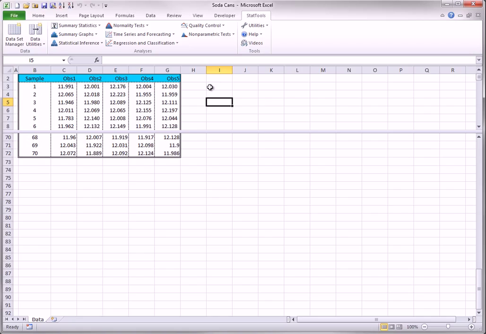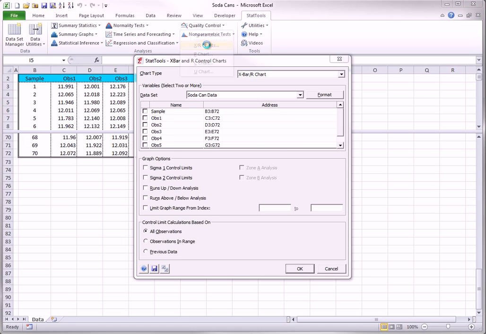To create these charts in StatTools, you select XR charts from the quality control dropdown, and you fill in the dialog box you see here. As you can see, there are a lot of options. You can request both types of charts or only one of them. You specify the observations in each sample. In this section, there are several kinds of out-of-control conditions you can ask for.